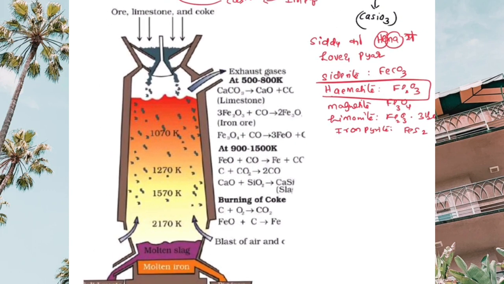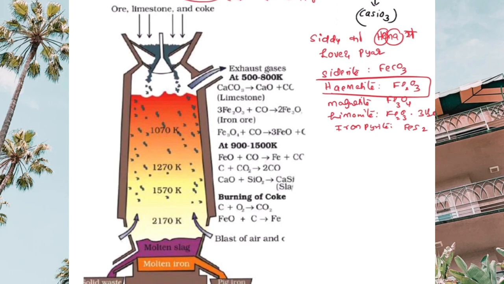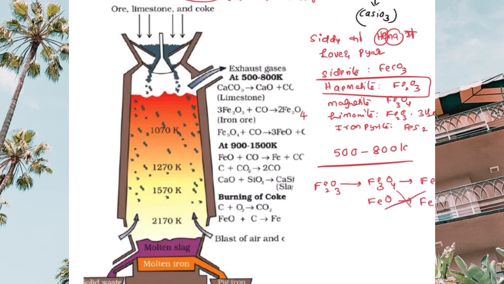Important: in the blast furnace, the reactions are important. I am dividing the equations into two categories. The first one is 500 to 800 Kelvin. One important shortcut is there. Fe2O3 will be converted into Fe3O4 and FeO. Fe3O4 converts into iron, but FeO does not convert into iron at low temperature. Very, very important, at low temperature.